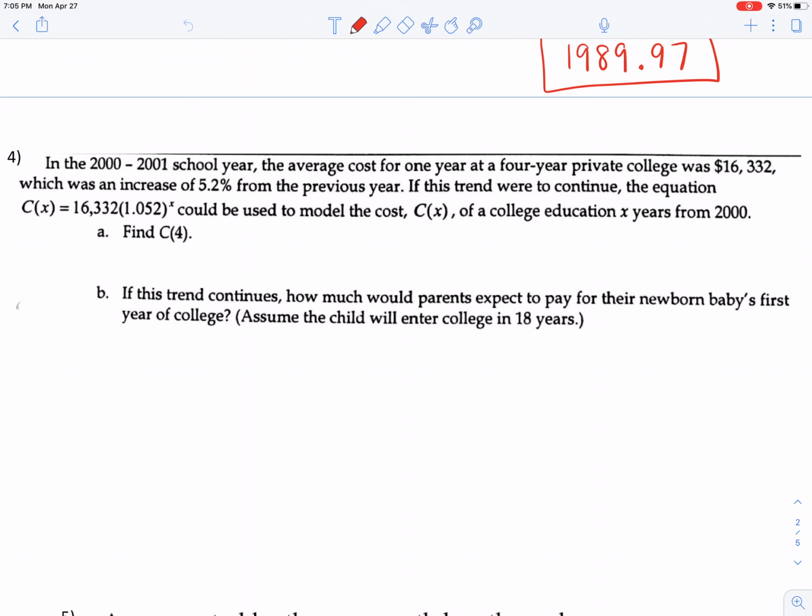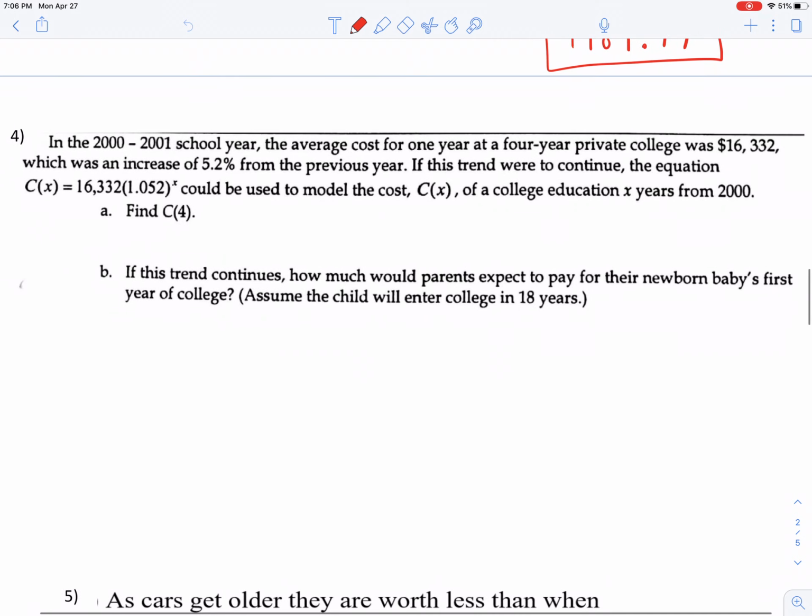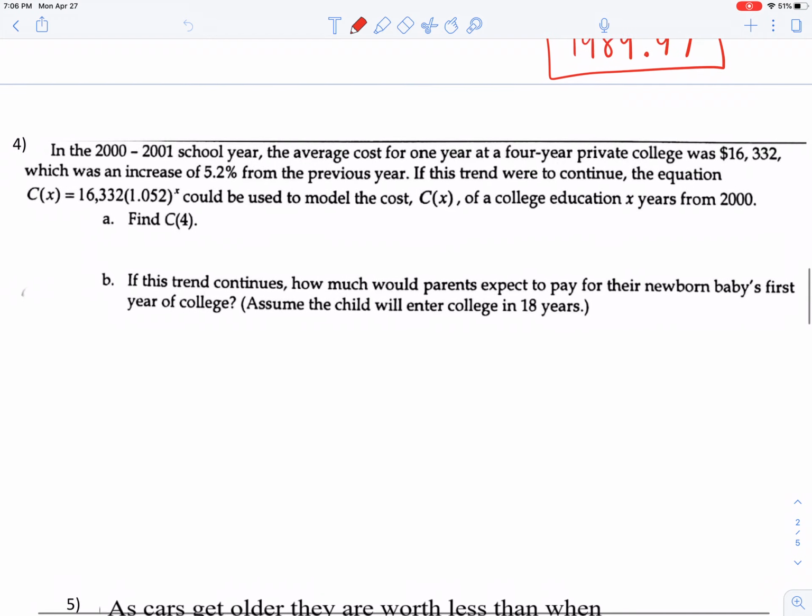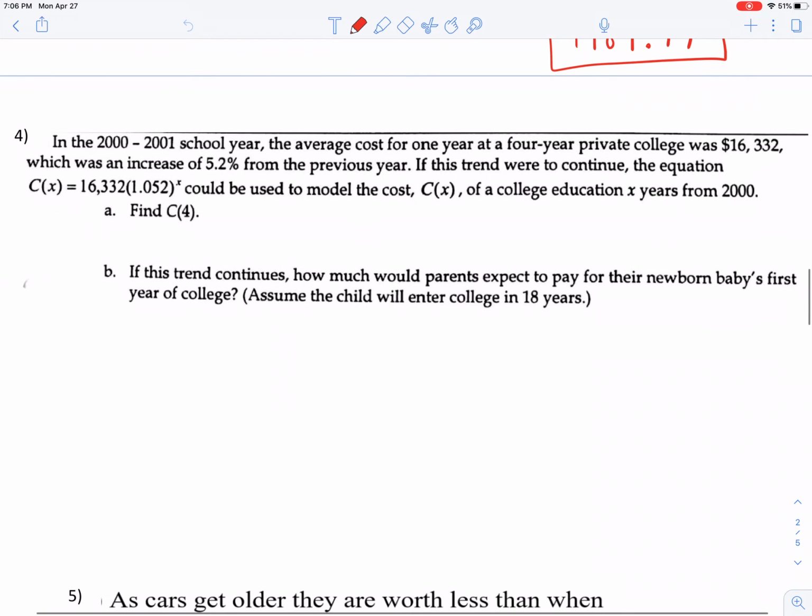In the 2000-2001 school year, the average cost for 1 year at a 4-year private college was $16,332. That was a long, long time ago, which was an increase of 5.2% from the previous year. If this trend were to continue, the equation they give you here could be used to find the cost, C of X, of a college education X years from 2000. Find C of 4. Do you guys know what that means, C of 4?